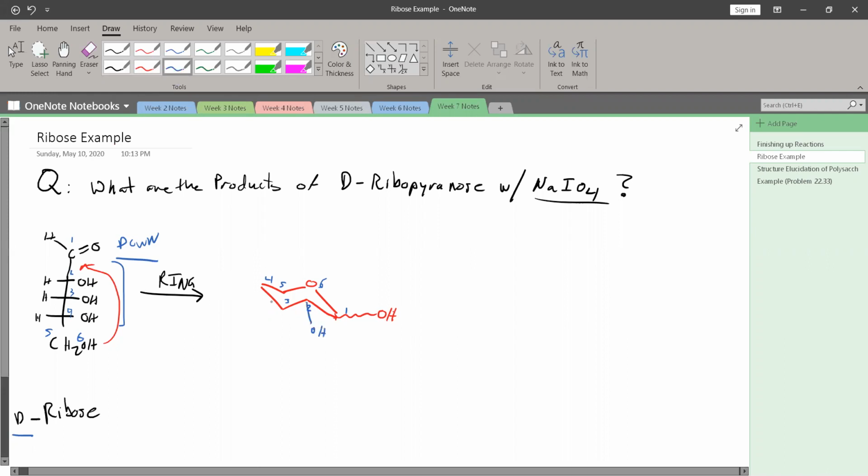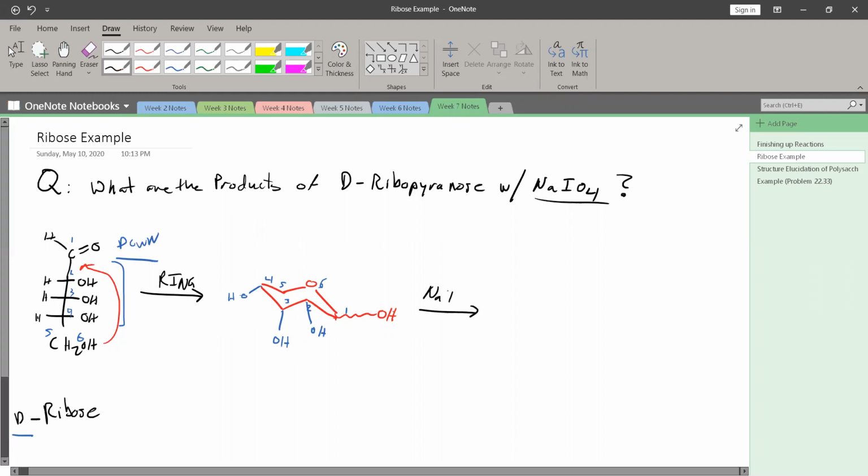like this. And then the next carbon 3, that's also down, so it's going to be axial down. And then on carbon 4, it's also going to be equatorial down.